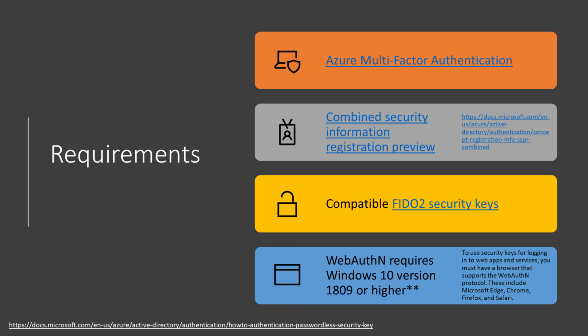Once you have that turned on, you have to have a compatible FIDO2 security key. There's many different vendors that this supports. For this demo, I'm going to be using a YubiKey. And WebAuthn requires Windows 10 version 1809 or higher. And you can find out more what that means at the link below.